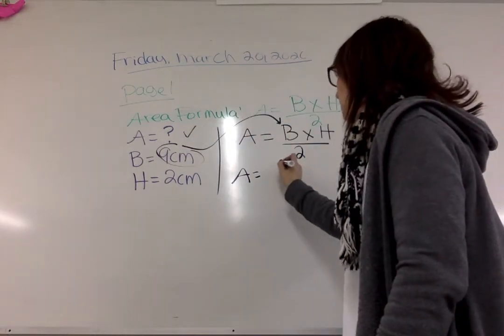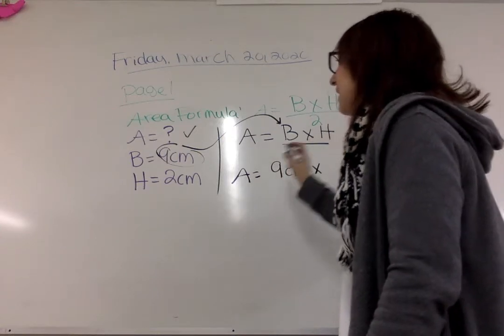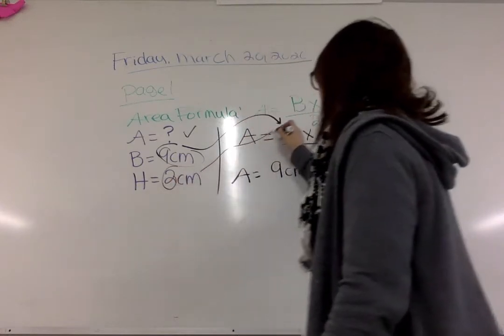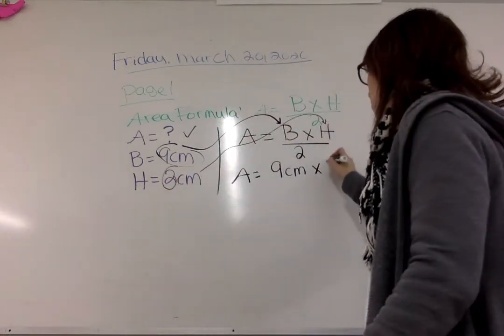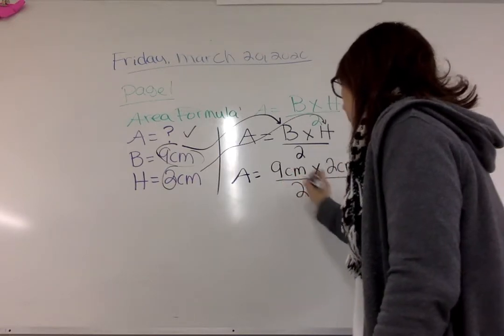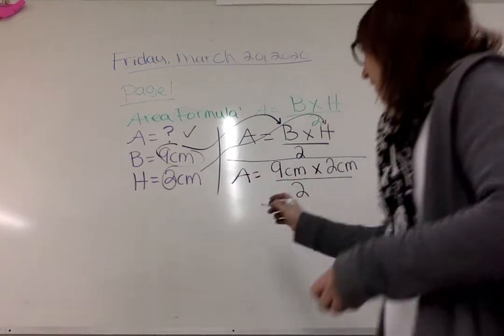So now B becomes 9 centimeters. I'm now going to multiply it by my height, H. Height, H is 2 centimeters. I'm going to take the 2, and I'm going to substitute it in for H, 2 centimeters. And then I'm going to take the answer and divide it by 2. The third line is going to look something like this.